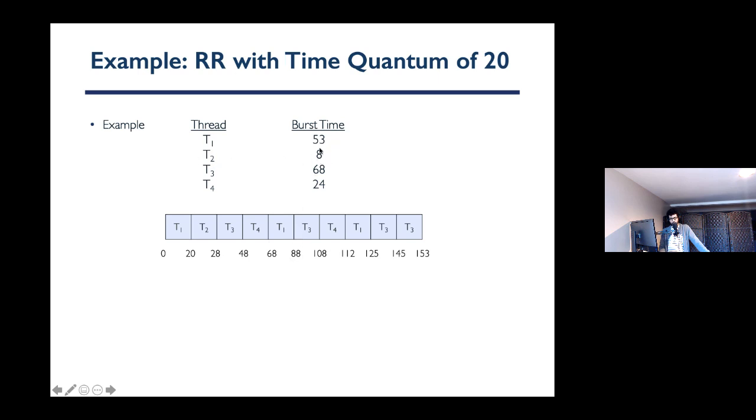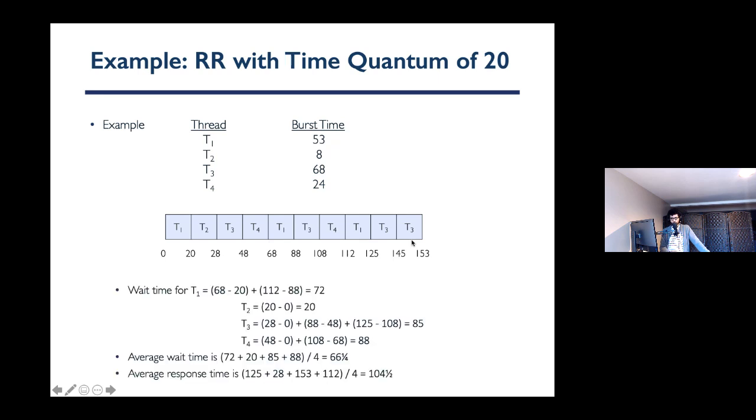T2 is gone. We don't have it, so no T2. We go back to T3. T3 takes 20. We go back to T4. T4 has done 20 of it, so it's only 4 left. So it just goes from 108 to 112, right? And then here we switch to T1, T3, and then T3 finishes here. So here T3 context switches to itself, basically no context switching, and T3 finishes.